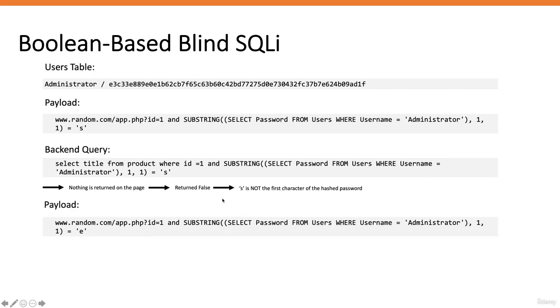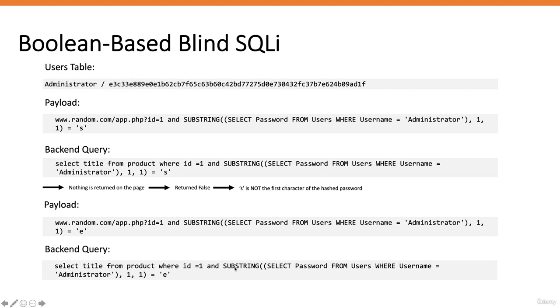Now, imagine I keep looping through the characters and I get to E and I ask it again, is the first character of the hashed password equal to E? That evaluates to true, right? So the backend query would be true and true. So the entire where clause evaluates to true. And so the title of the products that are associated to ID 1 are returned on the page. And this gives me an indication that it returned true, which again tells me that E is the first character of the hashed password. Right now, you should get an indication of how you're going to extract information from the database and why I said it takes more skill set and more time than union-based injection.